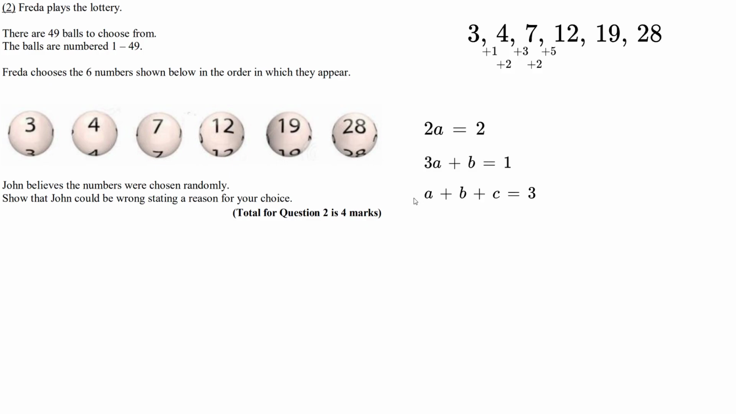And then you can solve this as a system of equations now. So here we've got a equals 1, and then substitute a equals 1 into here. So you've got 3 plus b equals 1. So rearrange to get b equals minus 2. Now you've got a and b, plug that in there. So you've got 1 minus 2 plus c equals 3. So 1 minus 2 is minus 1. And then add 1 to both sides. So you get c equals 4.